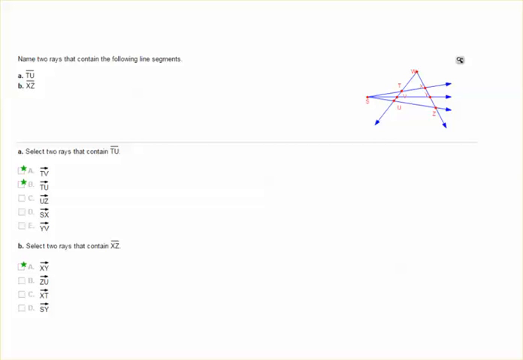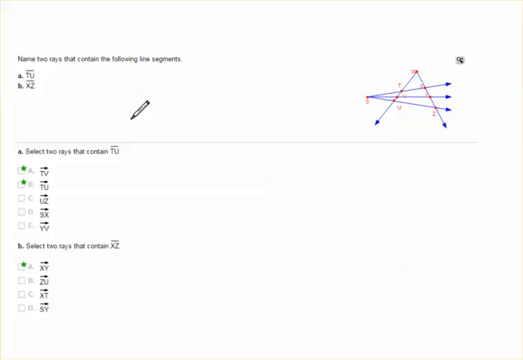All right, let's look at some examples of what you're going to be doing in your homework to see how all of this plays together. Here we have a problem that says name two rays that contain the following line segments. Part A says select two rays that contain TU, the line segment TU.